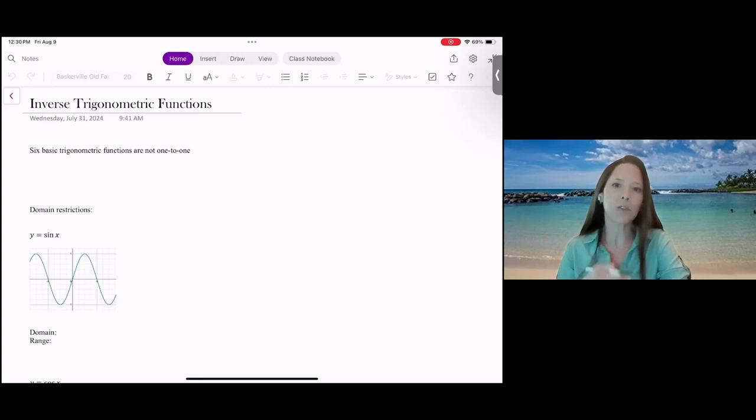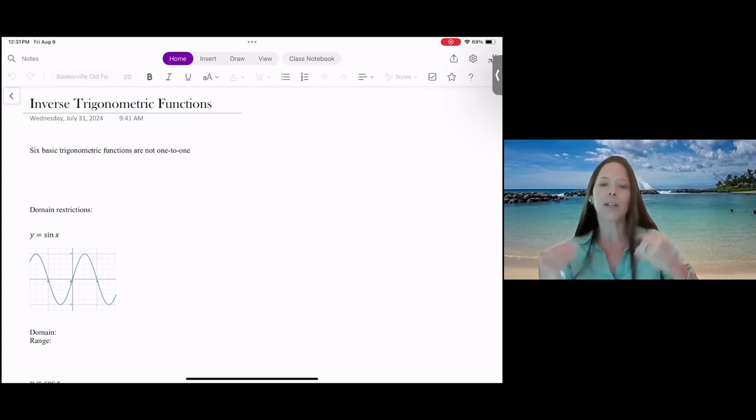We have these 6 trigonometric functions that we use: sine, cosine, tangent, cosecant, secant, and cotangent. And we want to look at their inverse functions. Remember that two functions that are inverses actually have a domain and a range that swap. So the x and the y's switch places.